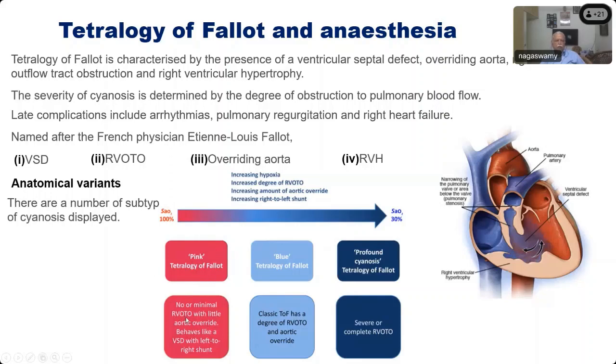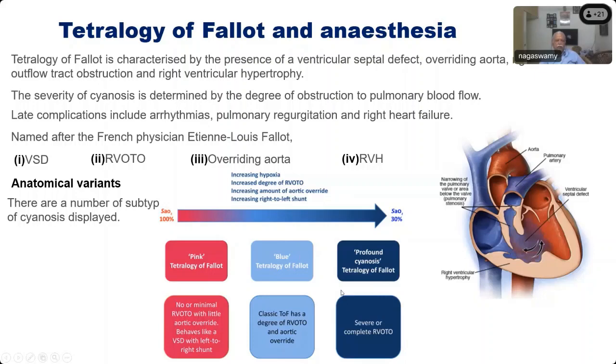There is no or minimal right ventricular outflow tract obstruction and very little overriding of the aorta, so it behaves more like a VSD rather than a right to left shunt. It is more of a left to right shunt, but still they come under the category of Tetralogy of Fallot. The extreme case is profound cyanosis even at birth because of severe right ventricular outflow tract obstruction, so practically there is no blood flow into the pulmonary circulation at all.